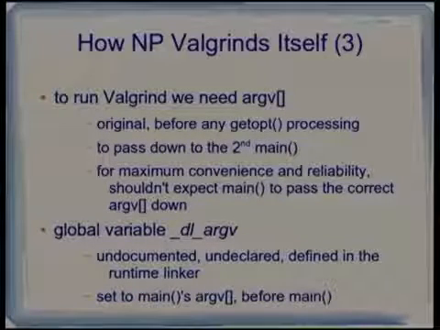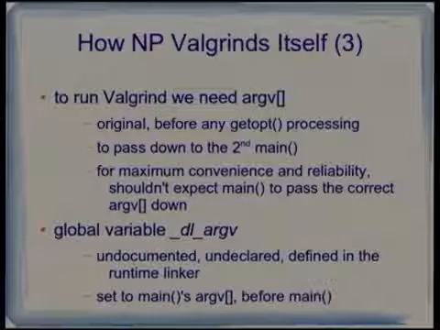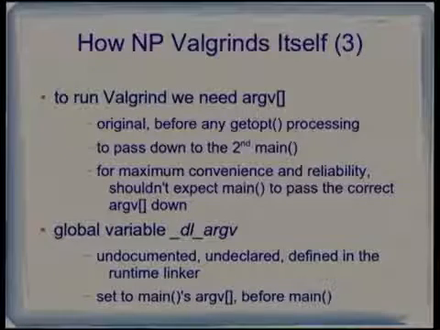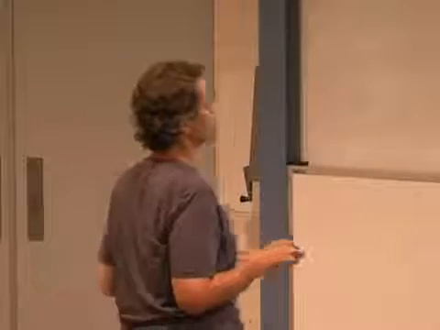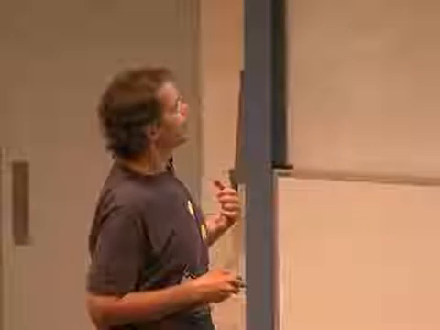Getting argv is interesting because it's a library and it doesn't have access to main, and I don't want to trust main to actually correctly pass things down, because main could be doing any kind of getopt processing and you never know how it does it. It could be doing it destructively. I want to get the original argv, or as close to the original argv as I can, in the library without passing them down from main. So I dug around and I found this thing which is undocumented, undeclared, defined in the runtime linker. Yes, it's a hack. Nevertheless, it is set to main's real argv before main runs and remains there.